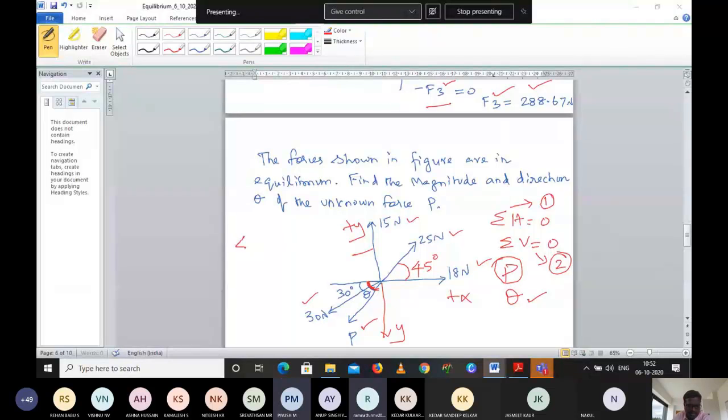Summation of horizontal force equal to 0 will give you one equation. Summation of vertical force equal to 0 will give you another equation. And then 2 divided by 1 or 1 divided by 2. The summation of vertical force will come in sine theta, so you can make P sine theta divided by P cos theta. What is this? Not P tan theta, it's tan theta.